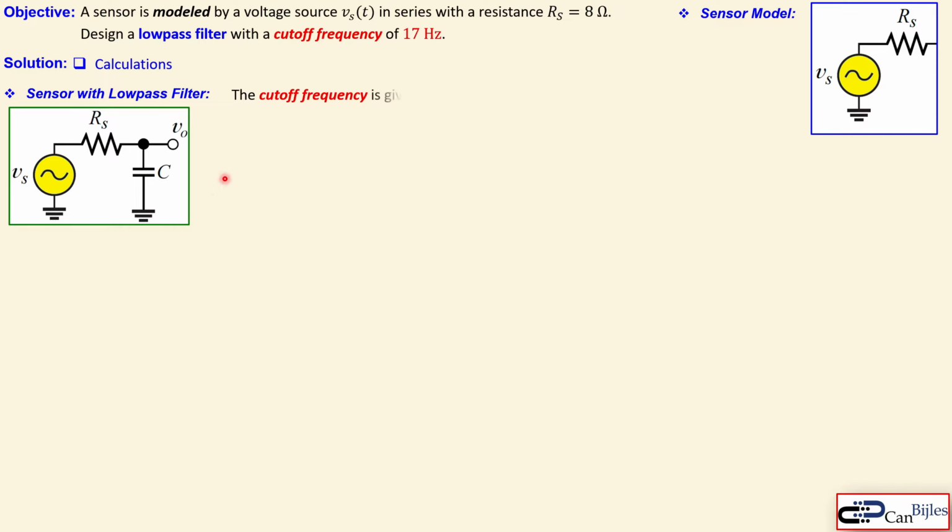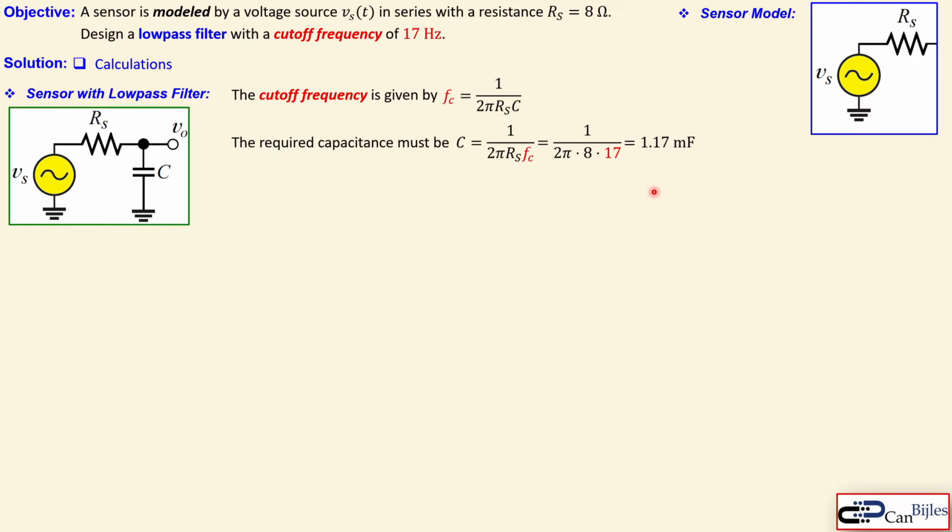filter. And we know the cutoff frequency of this circuit, that is given by 1 over 2 pi RS C. Okay, now we know that the RS is given. We know what kind of a cutoff frequency we need, so we can calculate now the required capacitor here. And that is then 1 over 2 pi RS times the cutoff frequency. Now, if we substitute everything, 1 over 2 pi times 8 times 17, that will result in 1.17 millifarads, which is quite large in most cases, which is not maybe practical also for most PCB designs.